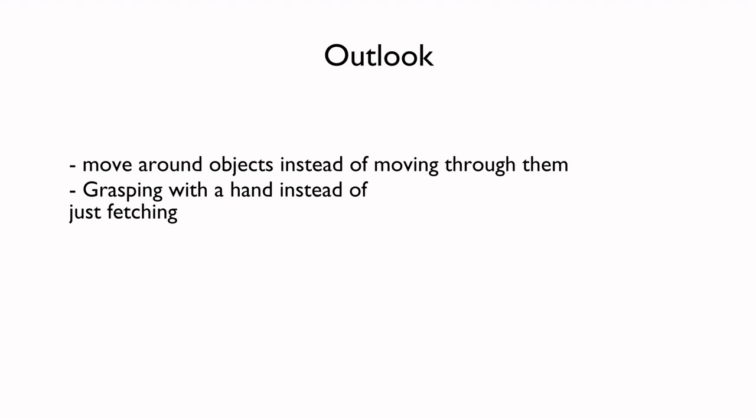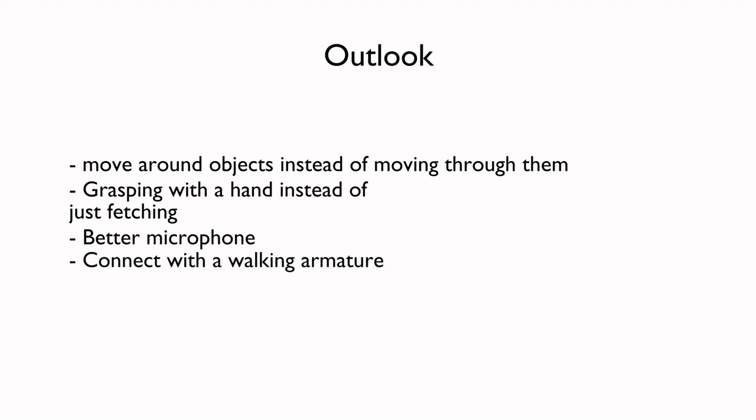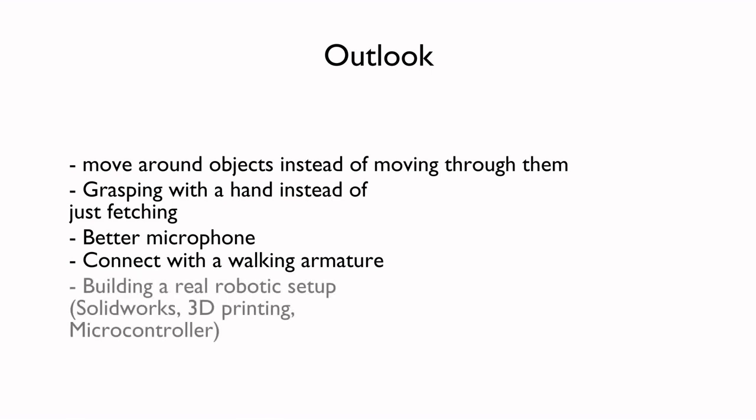Third, the microphone has poor quality, which sometimes leads to mistakes in the voice-to-text mapping, for example white instead of right. Fourth, I would like to connect this robotic arm with an armature body to let the armature walk around in a setup to pick and place objects in different rooms in a 3D model of an apartment. Finally, building a real robotic arm will be the final goal, to move the model from a 3-dimensional simulation to a real-world setup.